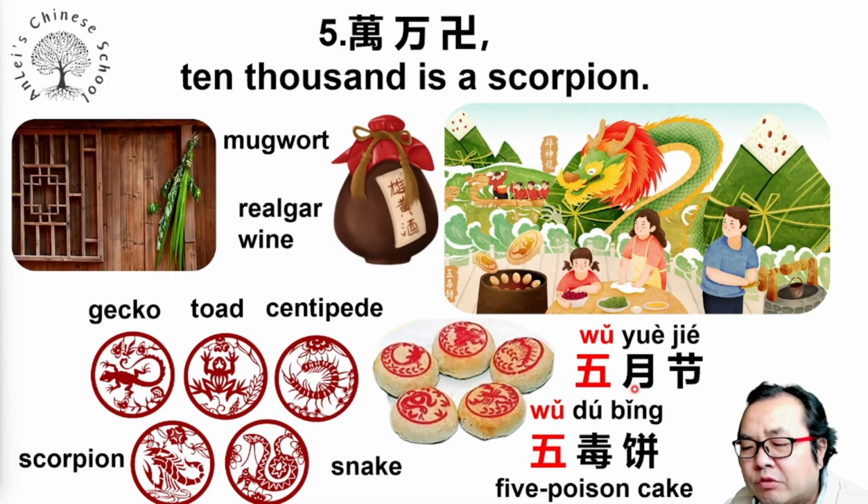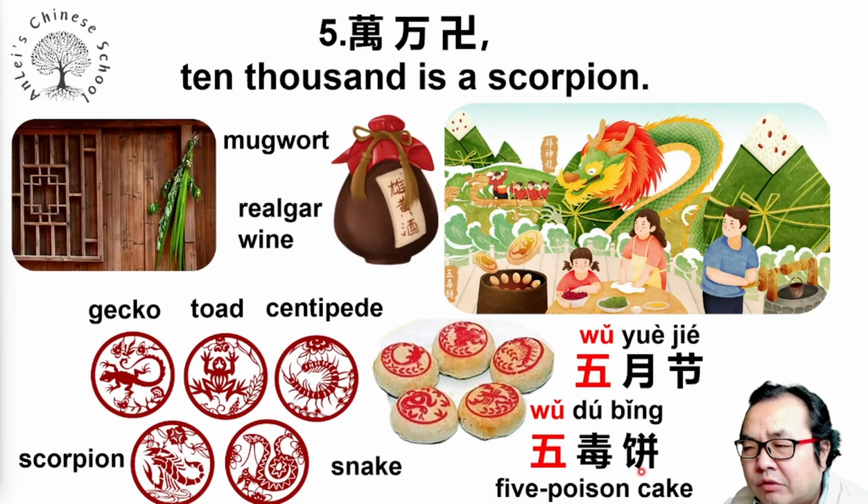Duanwu, the beginning of May, is thus the change between the spring and the summer. The weather is getting warm, and the poisonous insects and the snakes are active. It's dangerous for people, and we call them Wu Du, 5 poison, and they were gecko, toad, centipede, scorpion, and snake. In North China, on the Dragon Boat Festival, we would also eat Wu Du Bing, 5 poison cake.